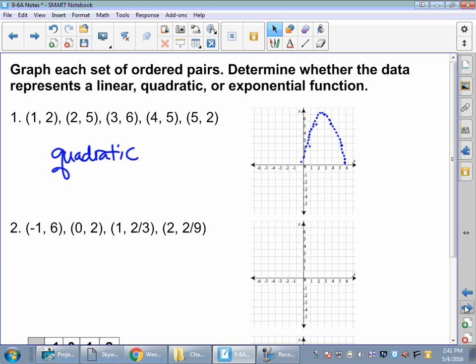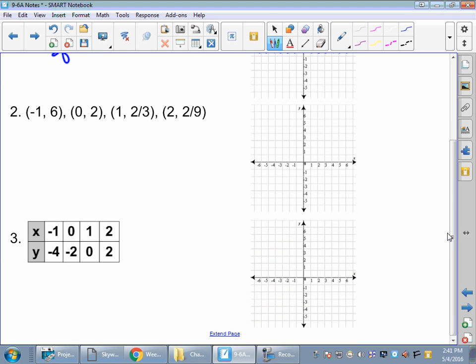For number 2, I've got the ordered pairs (-1, 6), (0, 2), (1, 2/3), and (2, 2/9). Okay, and those little fractions there are kind of a key element. When we did exponential functions, they'll decline or they'll rise, but they always level out at 0. And so it won't cross that x-axis. It gets closer and closer. So this 2/3 and this 2/9. It's not always the case. But that's a good sign that the numbers are getting smaller and smaller, but not quite reaching 0. This is an exponential function.